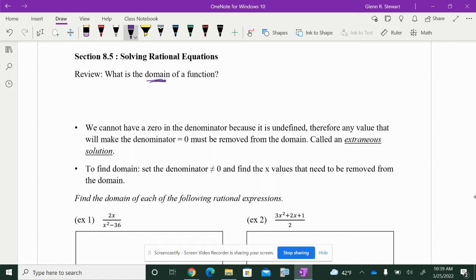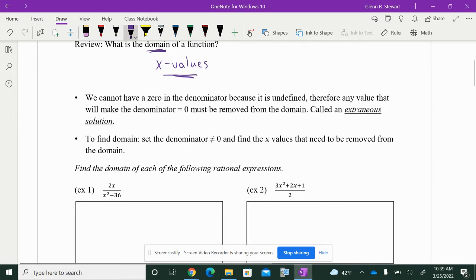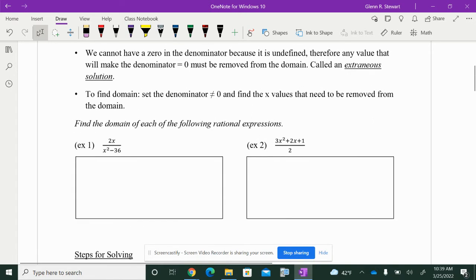So mainly just a set of x values. You think of it that way: a set of x values. Sometimes there's restrictions, sometimes there's not. But the big thing is we cannot have 0 in a denominator because it's undefined. Therefore, any value that makes the denominator equal to 0 must be removed from the domain. This is called an extraneous solution.